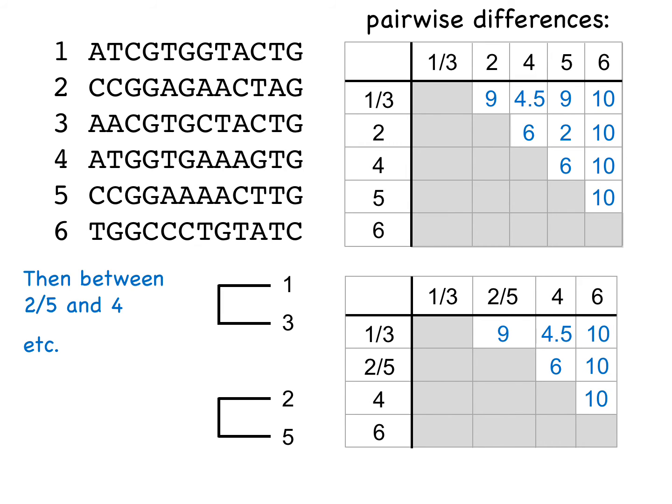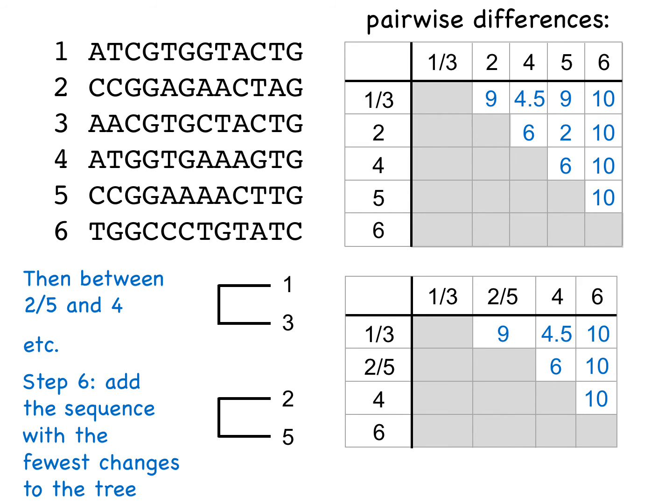Okay, but I'll let you make sure you follow along with what I'm doing. At this point, I'm going to create a new grouping in our phylogenetic tree. I'm going to add the sequence of the fewest changes to the tree. If you look down below, you can see the grouping with the fewest changes that I can add to the tree is 1 and 3 and 4. There are only 4.5 differences.